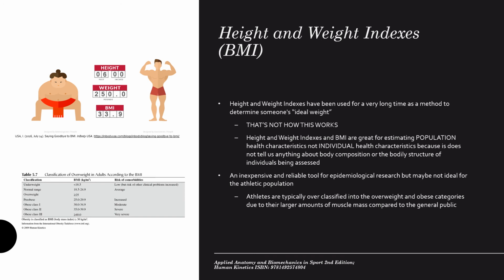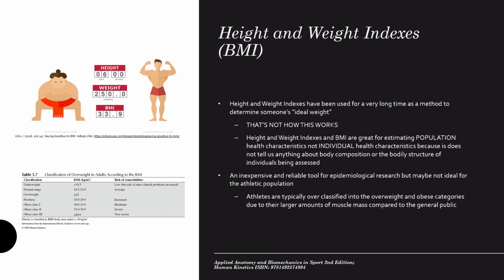And then finally, the easiest thing to do is get somebody's BMI, a height and weight index. This has been used for a long, long time as a method to determine somebody's ideal weight. However, the BMI was never intended to forecast an individual's ideal weight. That's not how BMI works. Height and weight indexes like the BMI are great for estimating a population's health characteristics. It was never intended to come down to the individual level, because it does not tell us anything about the individual's body composition or their body structure. It just tells us a relationship between their body weight and their height.